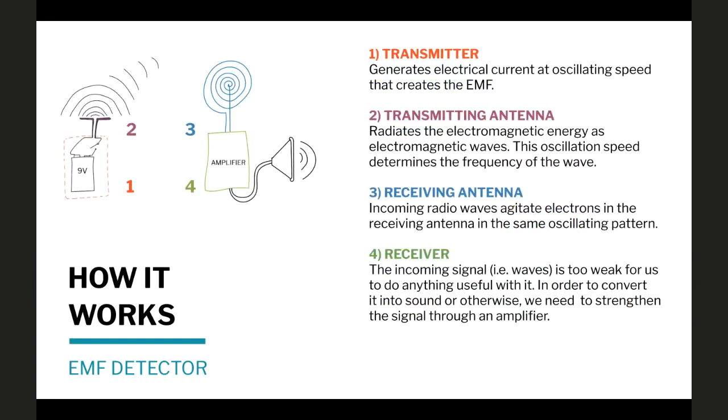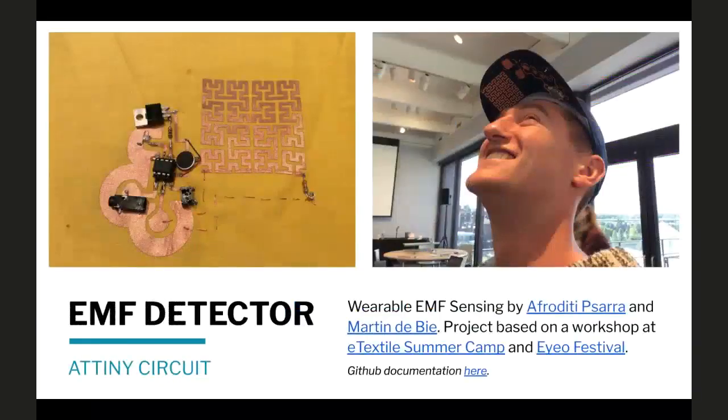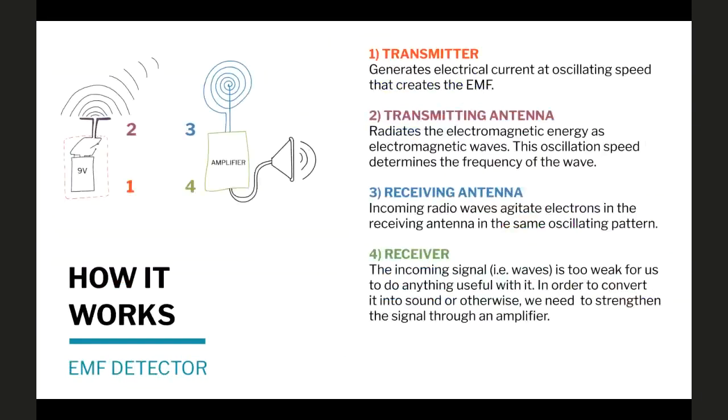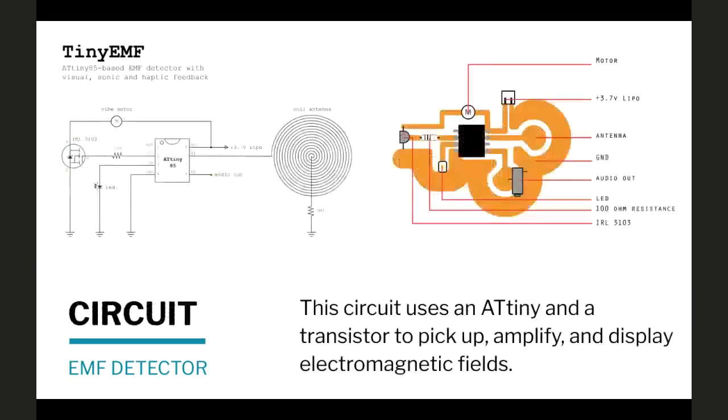The way that this works is you have a transmitter and a transmitting antenna, which is the different fields that are being put out into space. And then you have the receiving antenna and the receiver, which would be this circuit using the ATtiny, that are taking in those signals and amplifying them, and that will allow us to do something interesting with it, like sonify it. Here is the circuit for the tiny EMF.